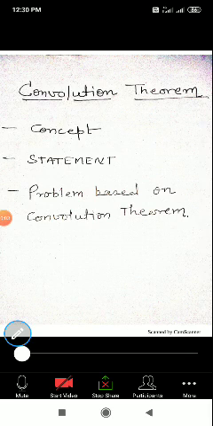Students, today we learn about the convolution theorem in Laplace transform. In this video lecture, we discuss the concept and statement of the convolution theorem and some problems based on this theorem.